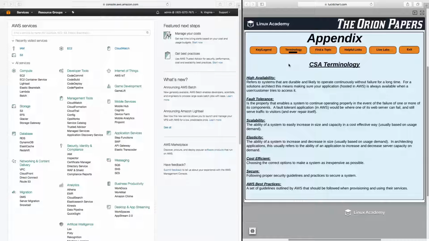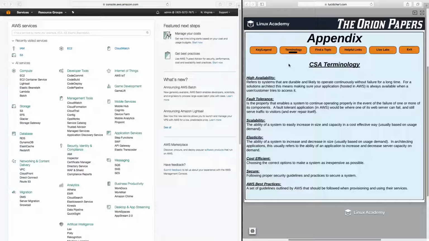Going with high availability is fault tolerance. Fault tolerance is the property that enables a system to continue operating properly in the event of the failure of one or more of its components. So a fault tolerant application in AWS would be where one of its web servers, as an example, can fail and still serve traffic to visitors and even repair itself through something like auto scaling. And we'll get to that as we get into the networking sections of this course.